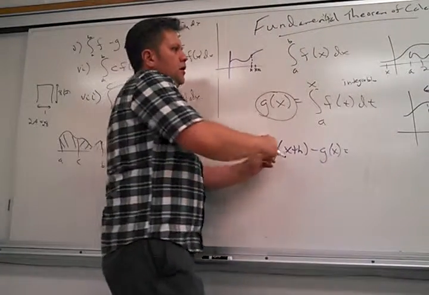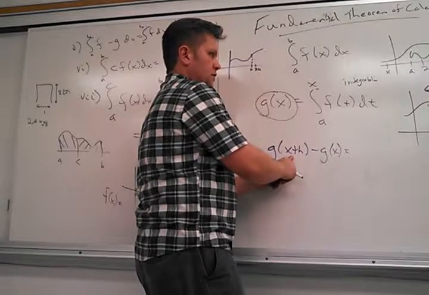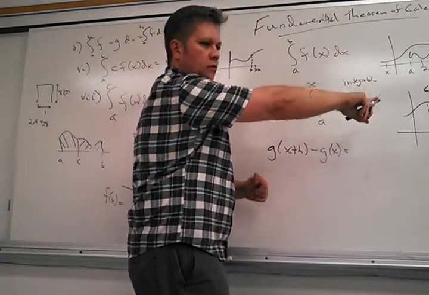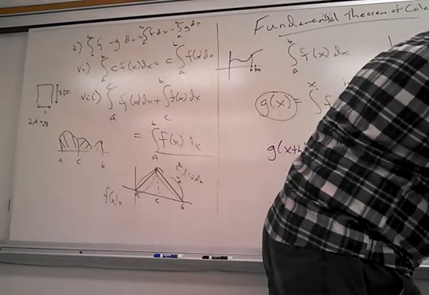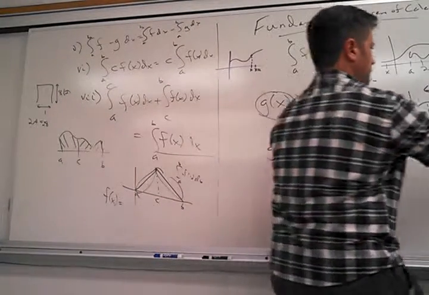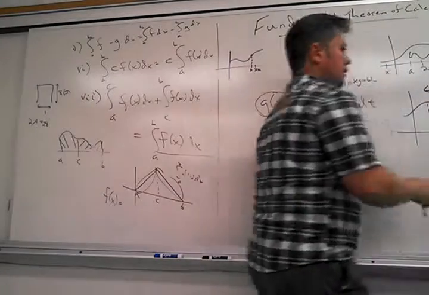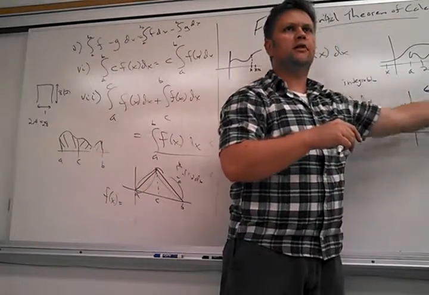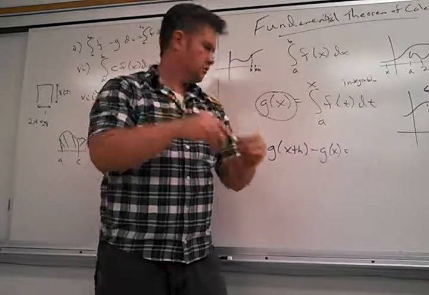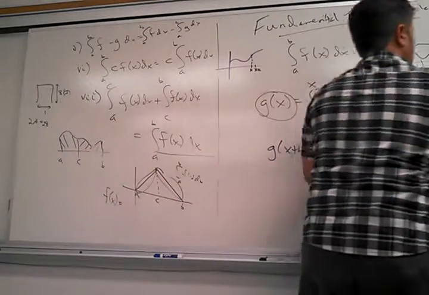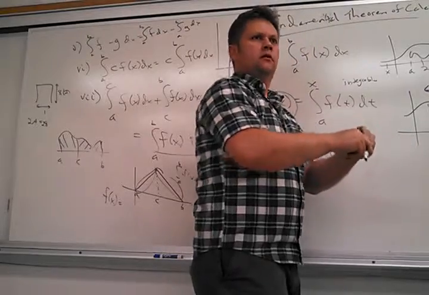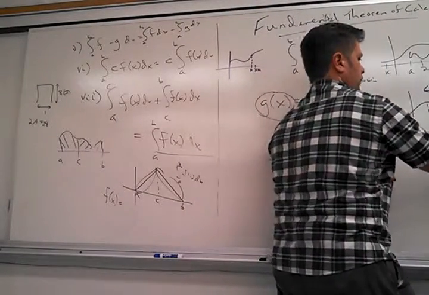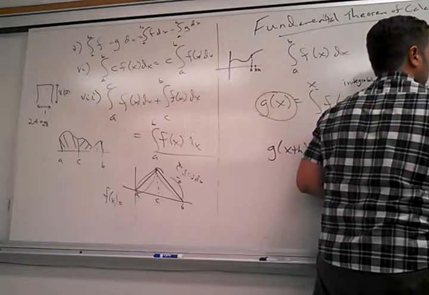So then, g of x plus h minus g of x is approximately equal to, oh, and of course, what did I just do? I got to be careful. Not g. I'm being silly. What function is this? What's the black function? Yeah, that black function is f, right? So how tall is it right here? F of x. Good. So it's h times f of x.